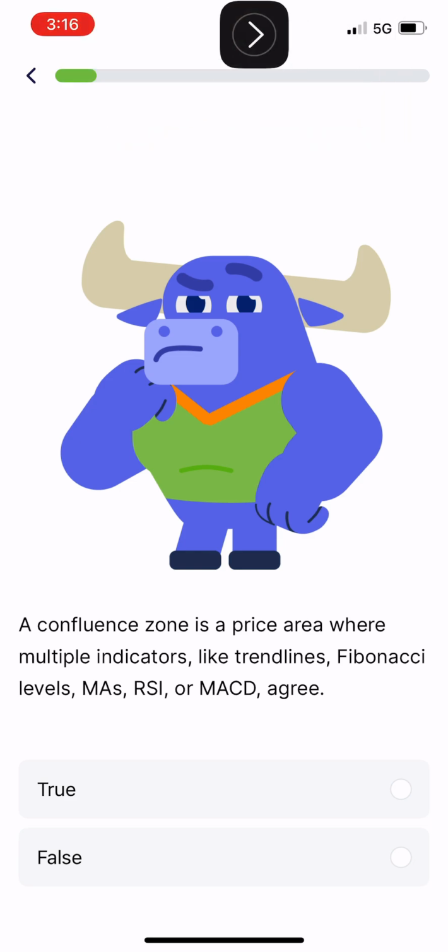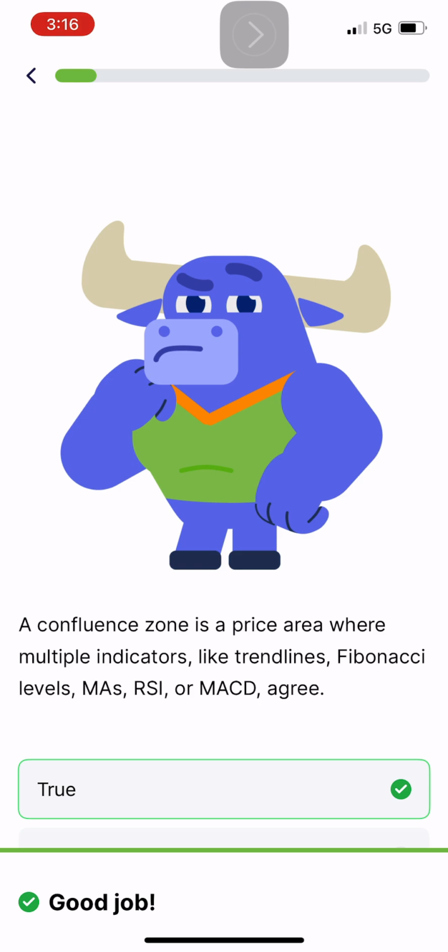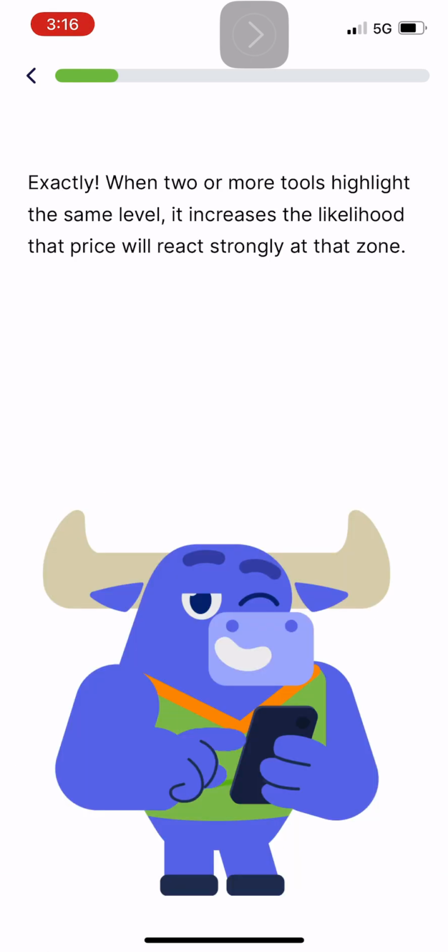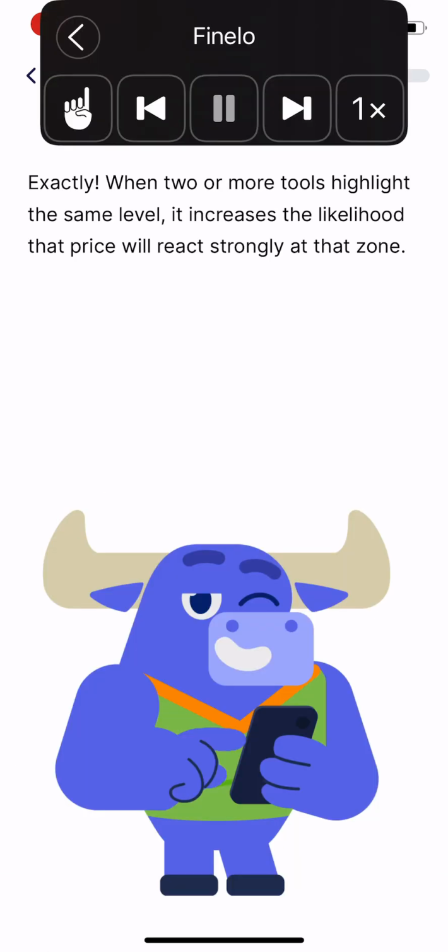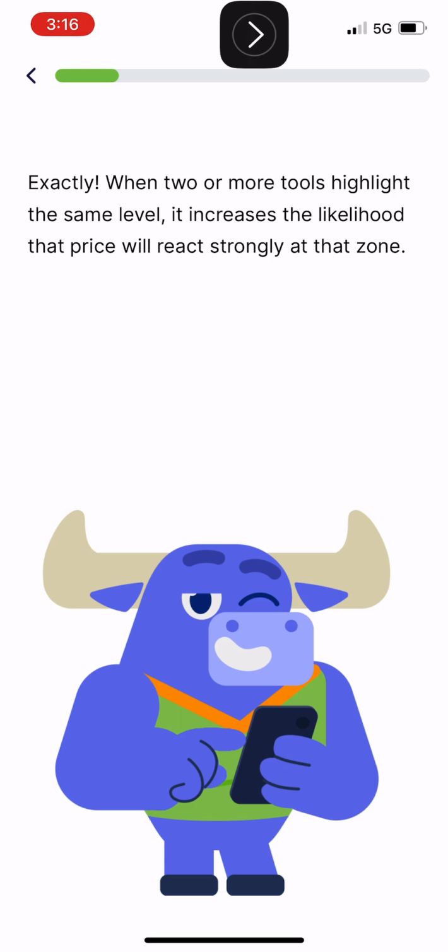A confluence zone is a price area where multiple indicators, like trend lines, Fibonacci levels, MAs, RSI, or MACD, agree. Exactly. When two or more tools highlight the same level, it increases the likelihood that price will react strongly at that zone.